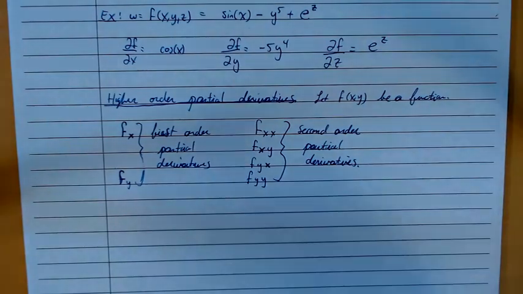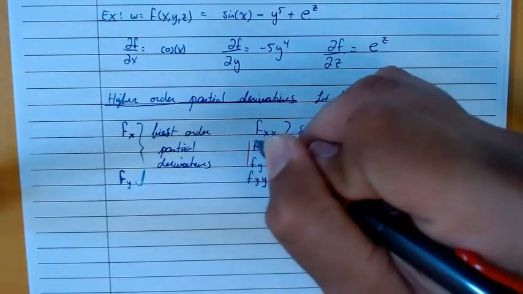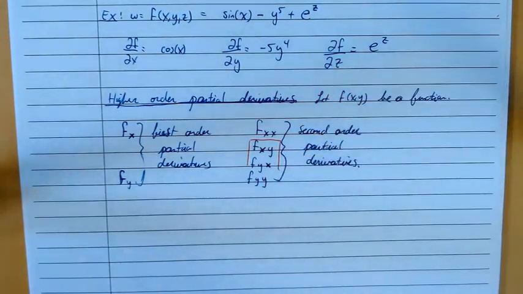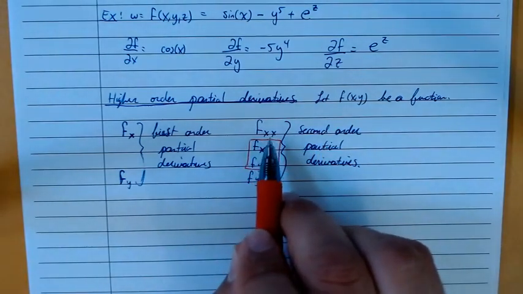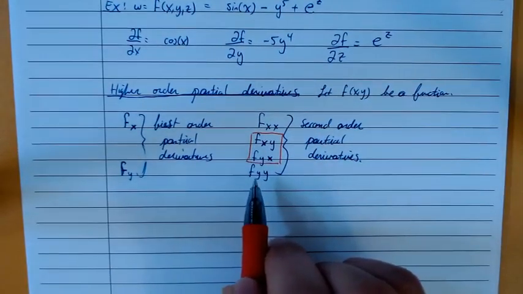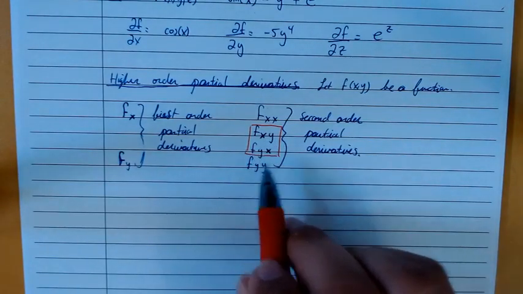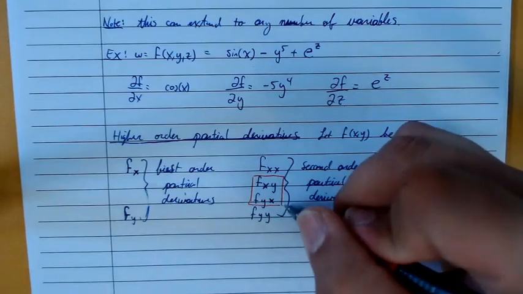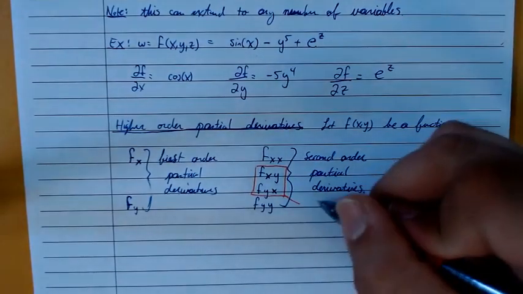Since we're talking about vocabulary, these two right here are called the mixed partial derivatives. When you could take both derivatives with respect to x or with respect to y, but here, if you take one with respect to x and the other with respect to y, these are called the mixed partial derivatives.